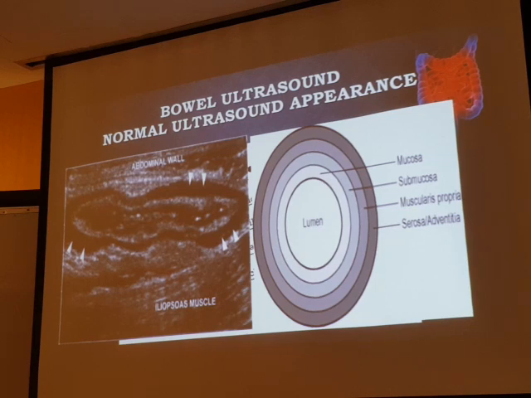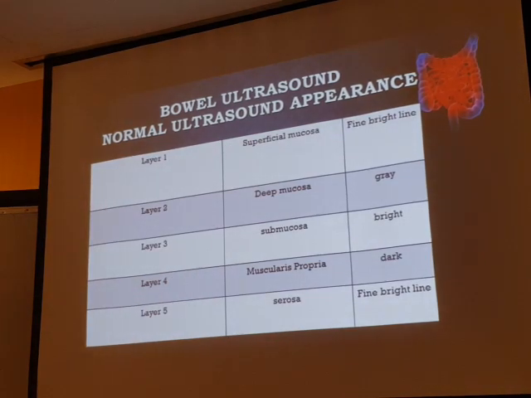This gut signature is represented by what? By 5 layers of the bowel. The bowel has 5 layers. Each layer has a different echogenicity, and we can see it and we can recognize it. The first layer is the superficial mucosa. It's a fine bright line. Second layer, deep mucosa, which is gray. Third layer is the submucosa. It will be bright. And the muscularis, dark, finishing with the serosa, which is a bright line.